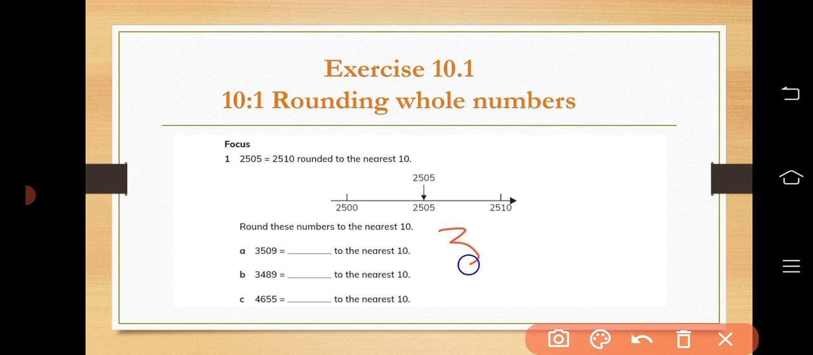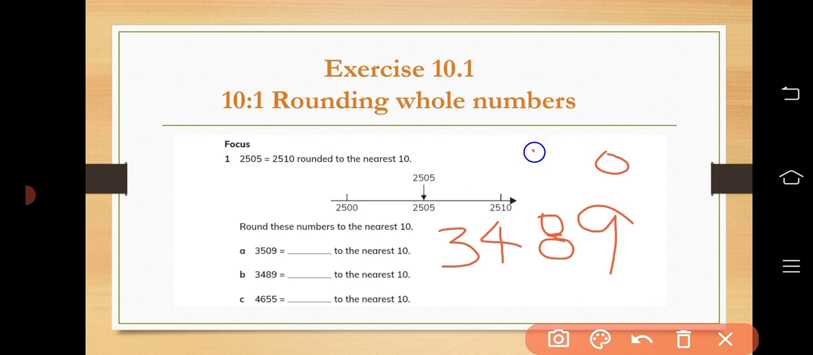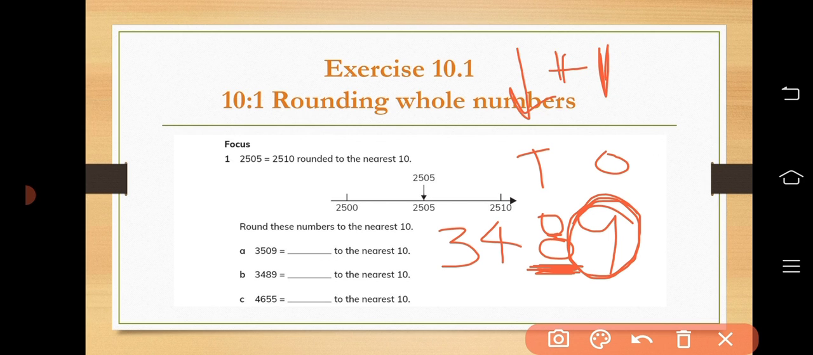The next number is 3489, and you have to round to the nearest tens. So again you have to follow the same concept. This is your ones value, this is your tens value. You have to underline the place where they are saying to round off, they are saying round to the nearest 10. So we underline this value, and this is your ones. You have to circle the next digit. This digit is greater than 5. So now what you will do, you just have to add 1 here. Now this becomes 3400, this 8 becomes 9, and the next digit will be 0. So this is your answer, 3490.